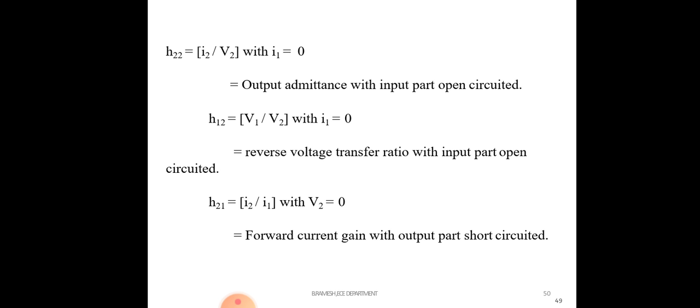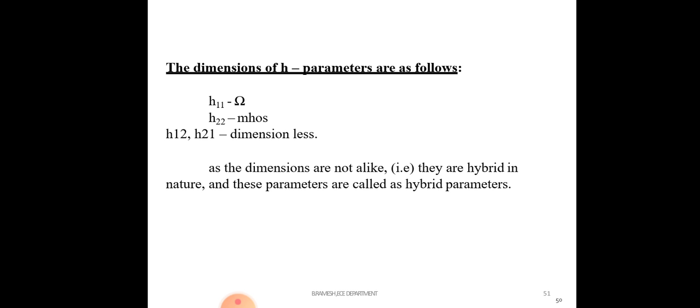From this h parameter model, we can calculate the input impedance, output admittance, voltage gain and current gain. To analyze any amplifier circuit, these are the parameters required, so that we can analyze the amplifier. That's why we are taking the h parameters to analyze this circuit.